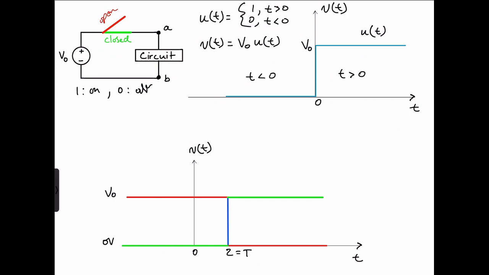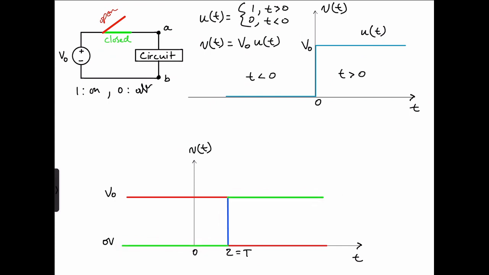If our switch is closed, that means the switch has to be open before it's closed. So when the switch is open, there's no voltage being supplied to that circuit. So here we see we have 0 volts. And at 2 seconds, that switch is then closed. So then our circuit starts seeing V0, which is the value of the voltage source. A switching action of our switch being closed will see a graph as such.